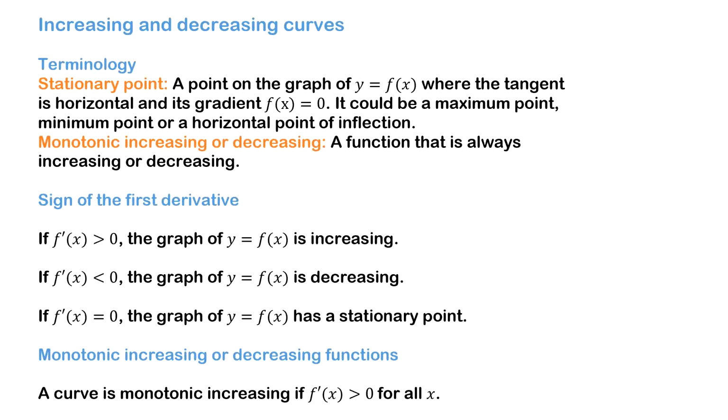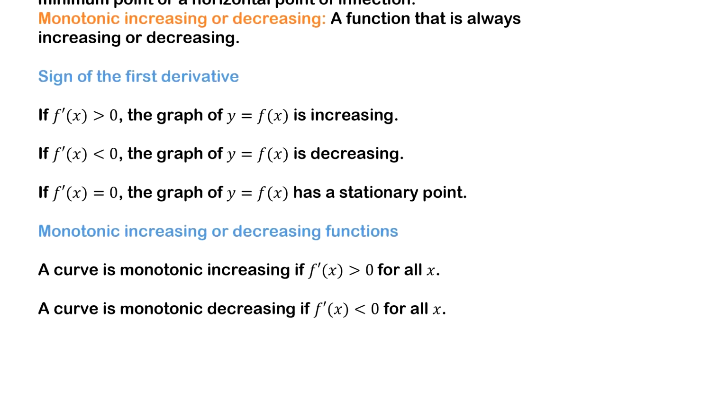A maximum point goes up and then down. A minimum point goes down and then up, and then a point of inflection goes up and then continues to go up. Now, a monotonic increasing or decreasing function is a function that is always increasing or always decreasing.